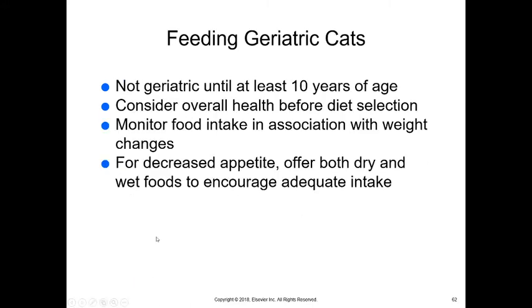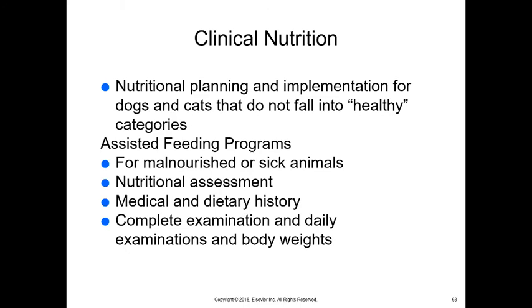Older cats, they're not really considered geriatric until they're at least 10 years of age. Really depends on the health of the cat. Want to consider their overall health before making a diet selection. Monitor their food intake in association with weight changes, and if we have decreased appetite, we can offer both dry and wet foods so that we can make sure they take as much as they need.